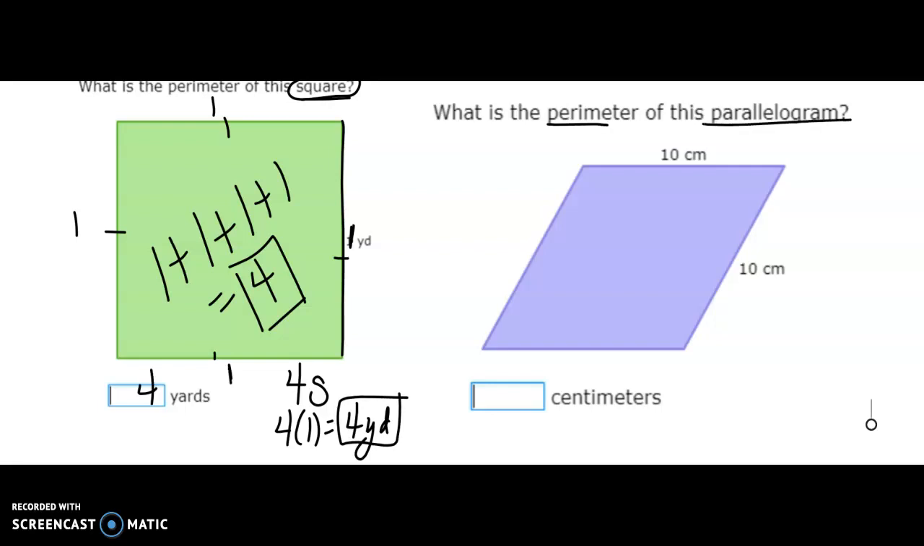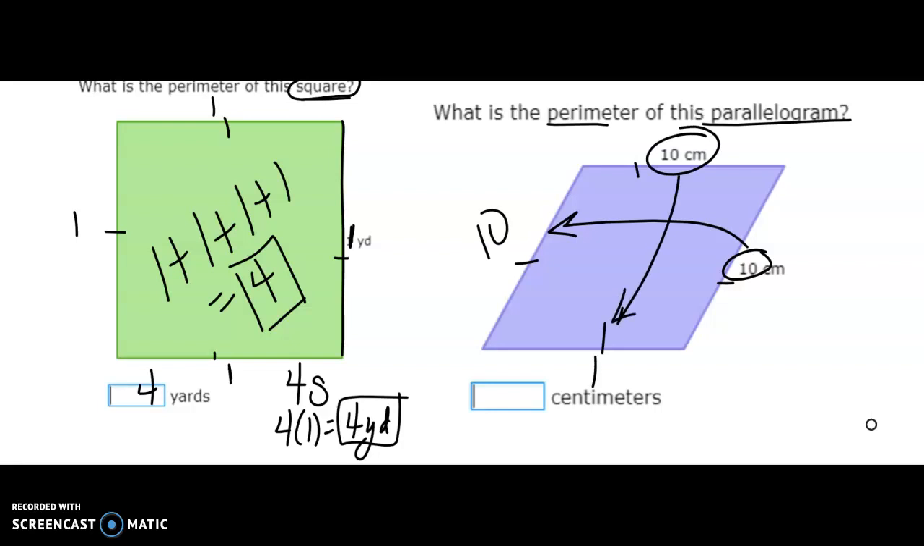What is the perimeter of the parallelogram? So you add all the sides up. We have 4 sides, and since it's a parallelogram, if this is 10, then this is 10. If this is 10, then this is 10. So you have 4 10s. So 10 plus 10 plus 10 plus 10 is 40. So 40 centimeters.